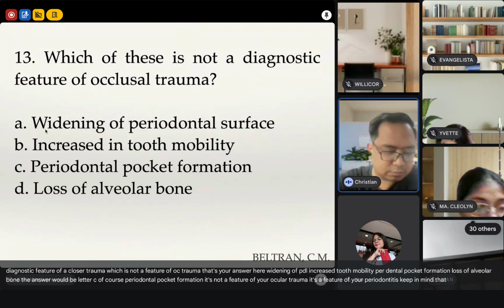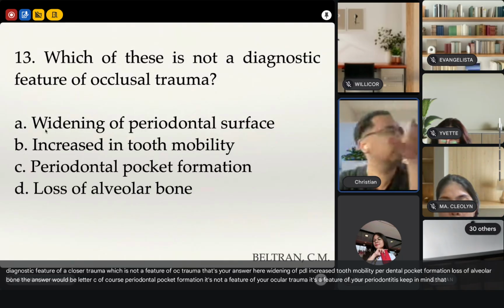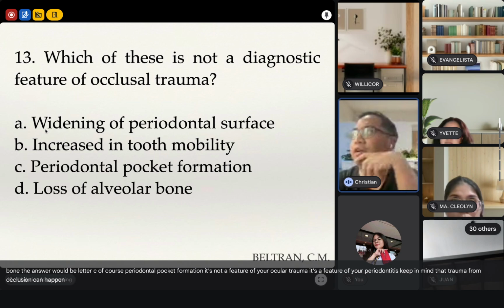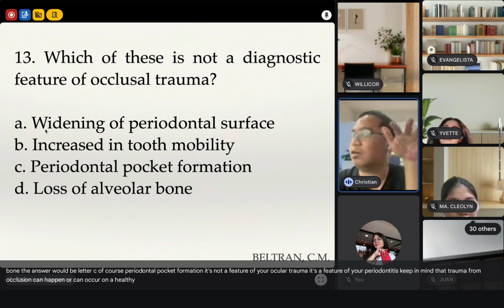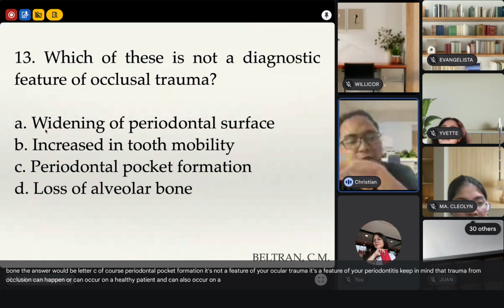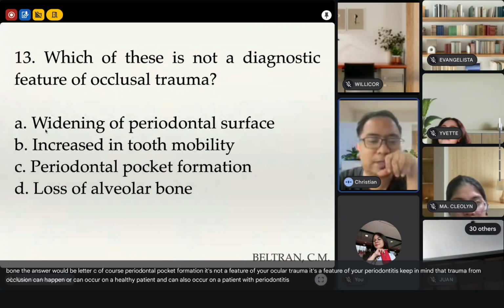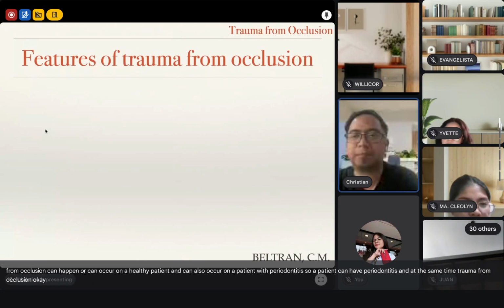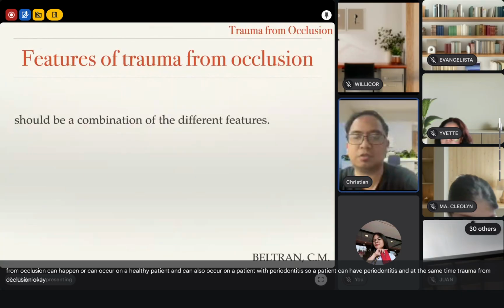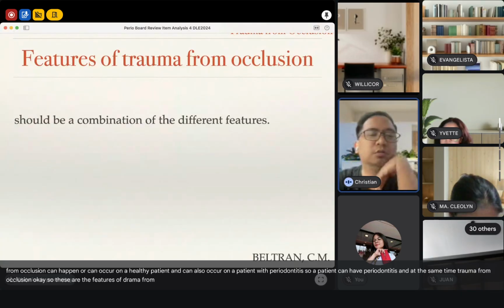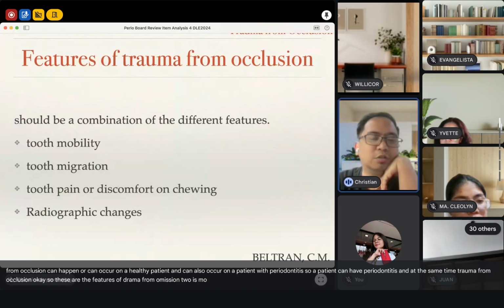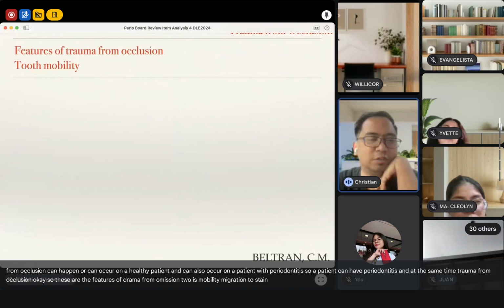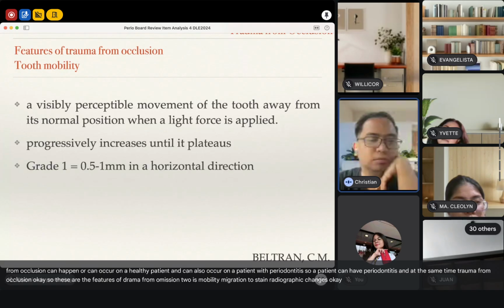Keep in mind that trauma from occlusion can occur on a healthy patient and can also occur on a patient with periodontitis. So a patient can have periodontitis and at the same time trauma from occlusion. Okay? So these are the features of trauma from occlusion: tooth mobility, migration, tooth pain, radiographic changes. Okay?